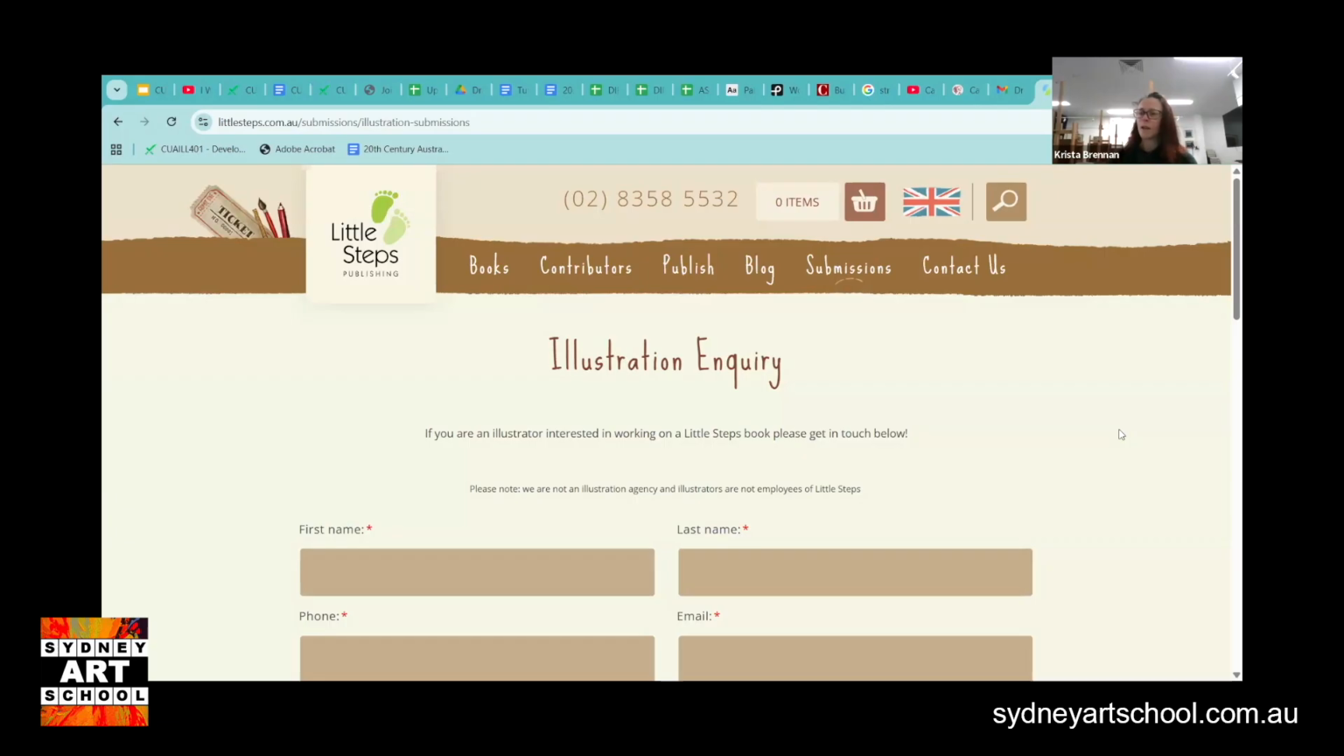Then go to their website, figure out what their submission guidelines are, and submit to them. Now, for picture book illustrations and just book illustrations in general, there's a good chance you won't hear back for a while. You might hear back from them to say, thank you for your submission. We'll be in touch if there's anything suitable.